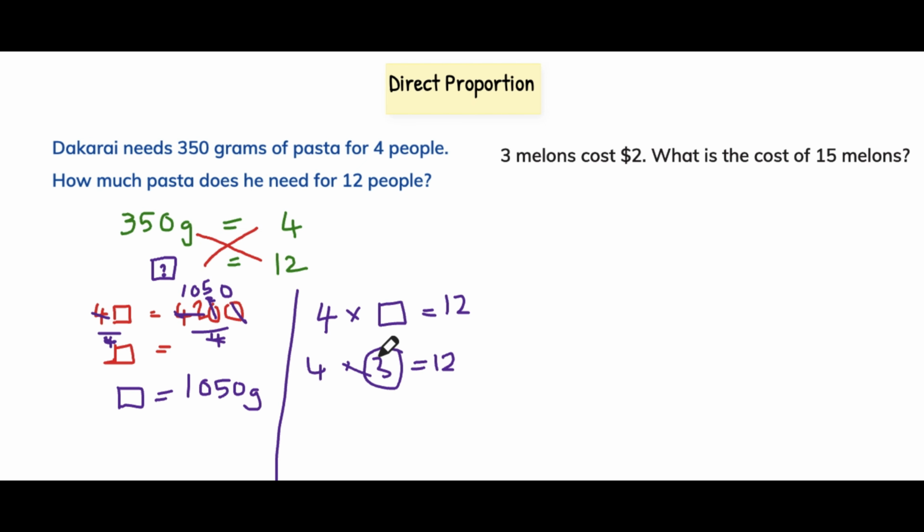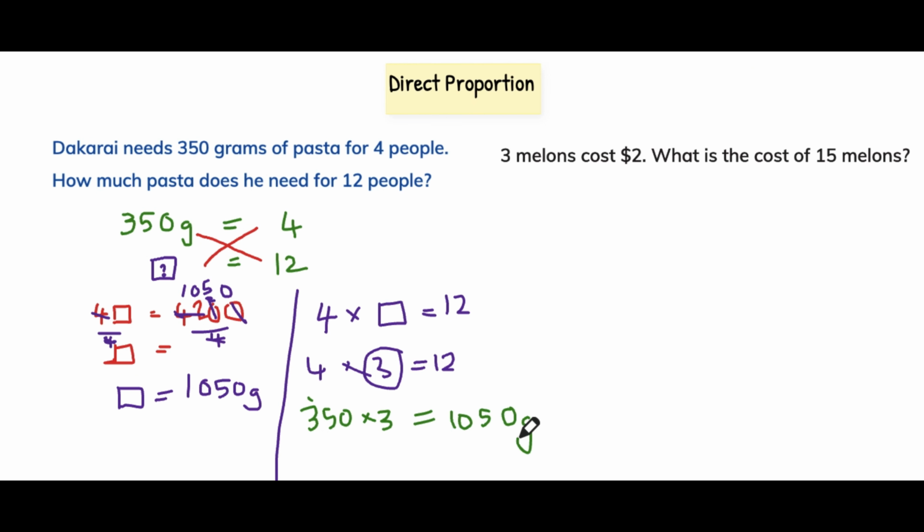So now we know that if we multiply 350 grams times 3, we will get how many grams of pasta can feed 12 people. So 350 times 3, let's do it. 3 times 0, 0. 3 times 5, 15. 5, carry 1. 3 times 3, 9, plus 1, 10. That's 1,050 grams.